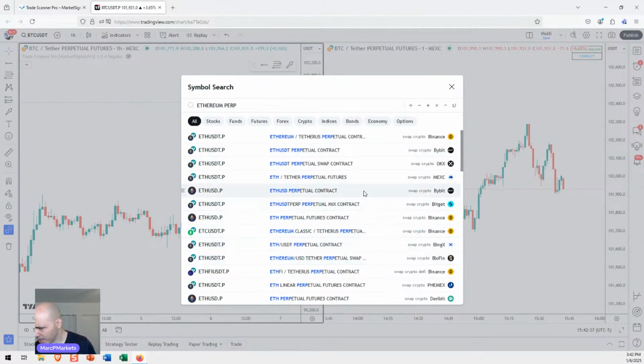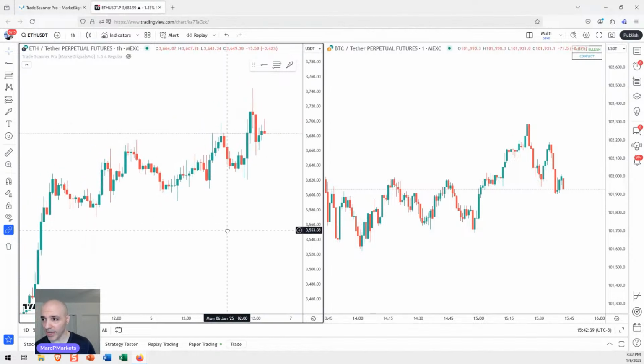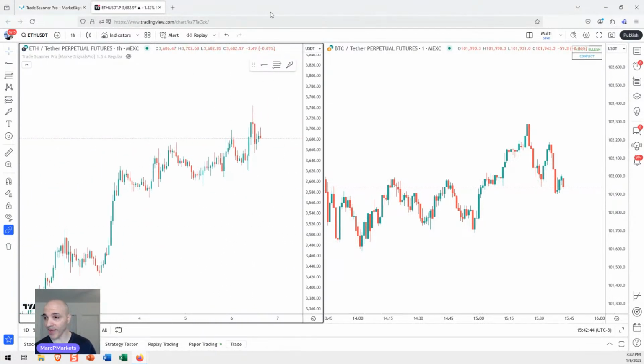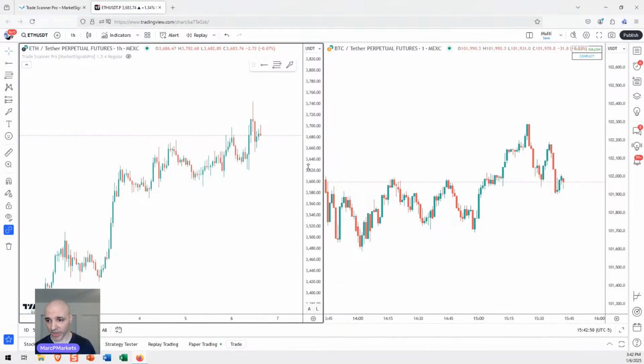Okay, MEXC. I just like to use MEXC. So it's going to be very similar. Not exact, but it's similar. So if Bitcoin has a big move higher, most likely Ethereum is going to have a big move higher. You notice I'm looking at the hourly time frame.